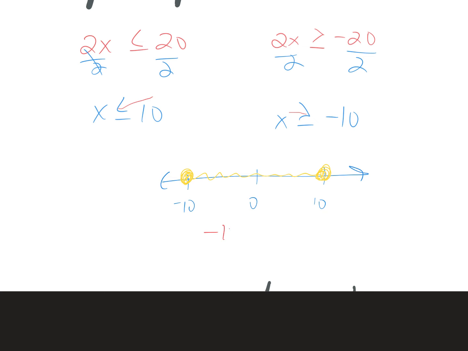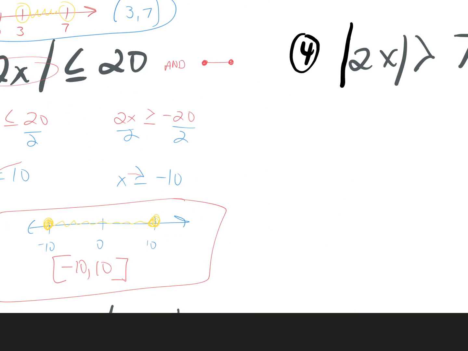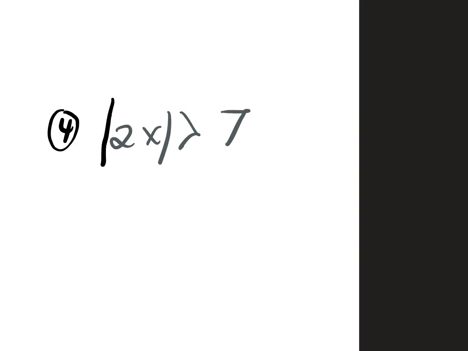Negative 10, 10, brackets. Perfect. It includes negative and positive 10. There we go. Questions? All right, moving along.